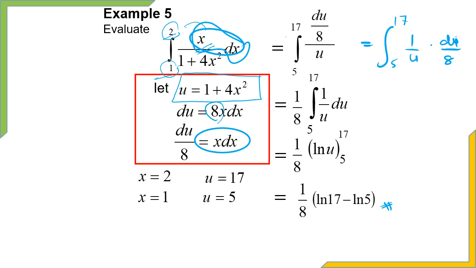Or you can calculate using your calculator and give the answer following the instruction in the exam paper. It's either 3 significant figures or 3 decimal places. It's up to the instruction. So please check the instruction first. So here if we give the answer in 3 decimal places, it will be 0.153.